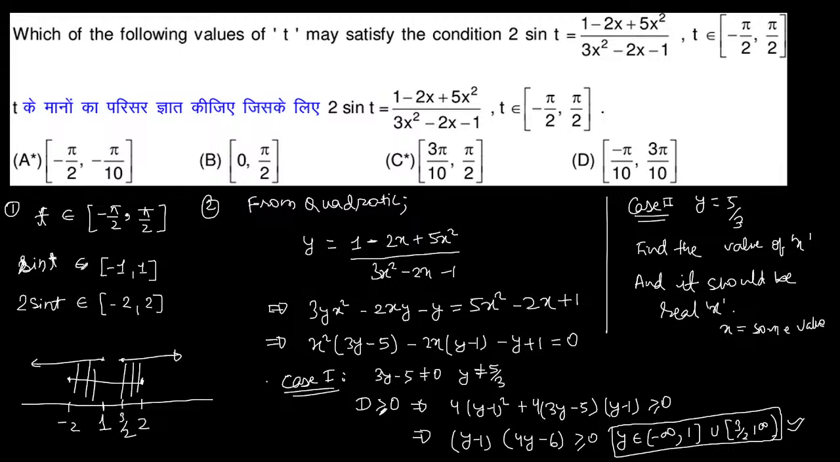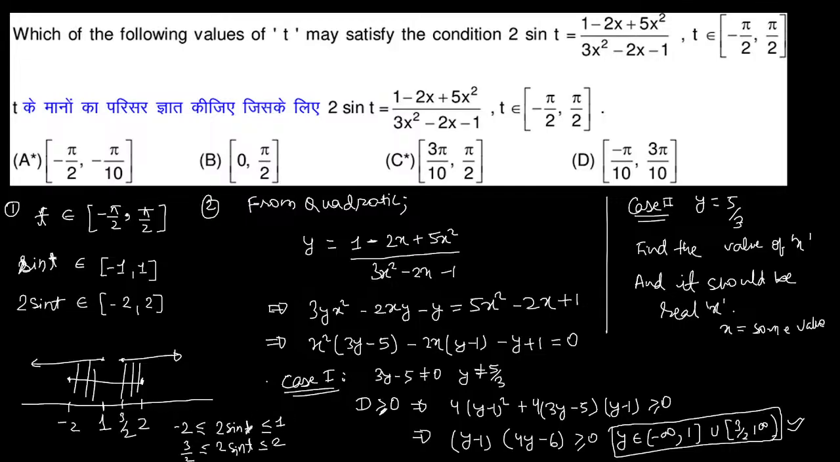Which of the values of t may satisfy the condition? So t and x are independent. So we can simply say that 2 sin t is less than 1 and bigger than or equal to minus 2. Then second, 2 sin t is bigger than or equal to 3 by 2, less than or equal to 2. So what are the values of t for which it is correct? That we have to find.